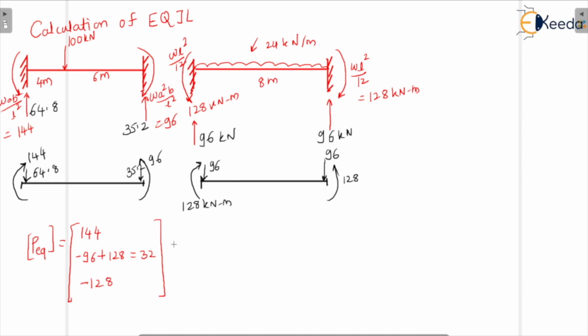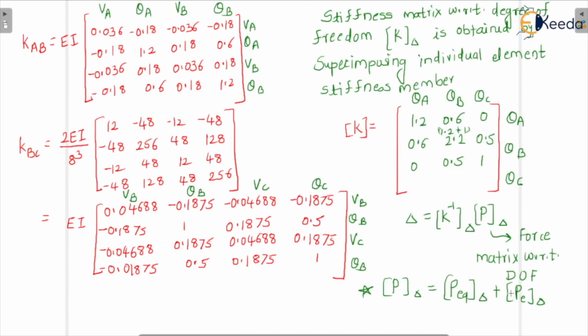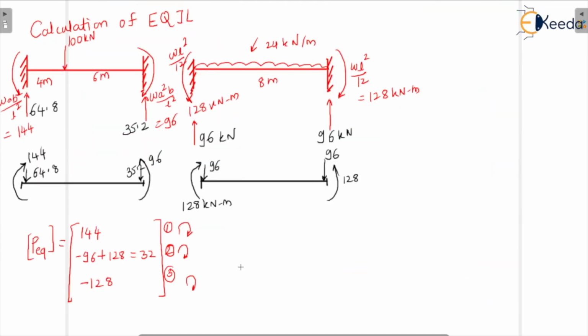Okay, so here we can see the directions: the first direction is clockwise, second is also clockwise, positive answer we are getting, and third is minus 128 we are getting. Okay, so we can name them 1, 2, 3, three answers we got here. Now let us calculate what is P equivalent. So this is P equivalent we got, and our formula is P equals K delta, right? So the next, PE we have to find out.